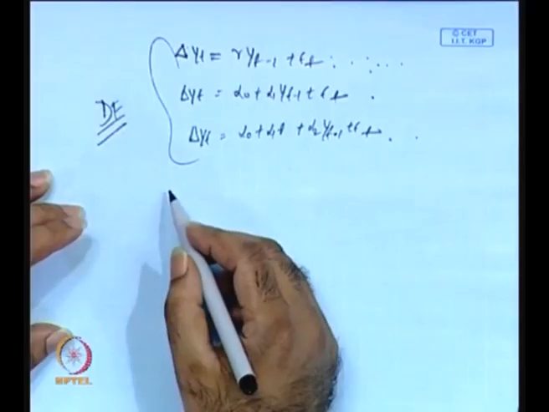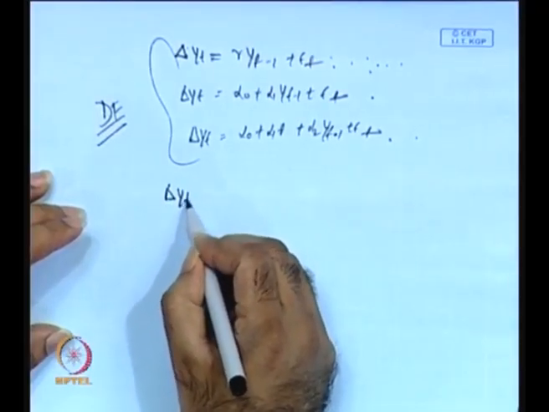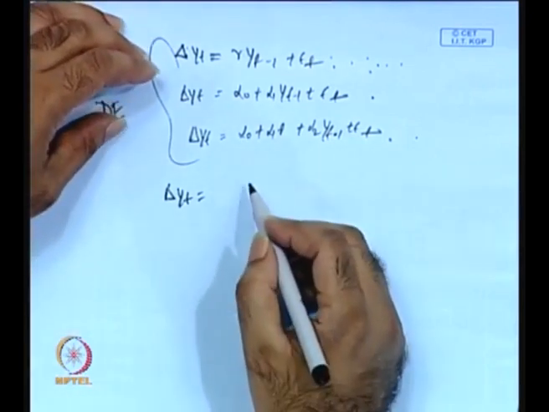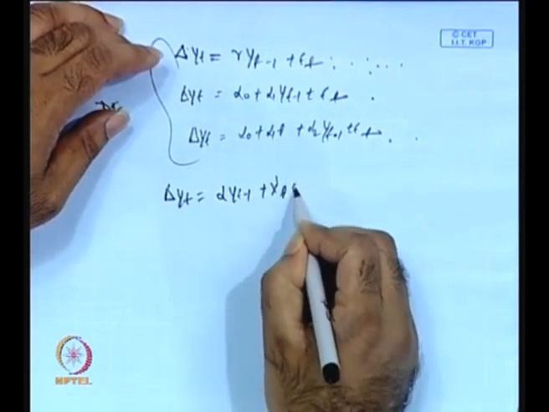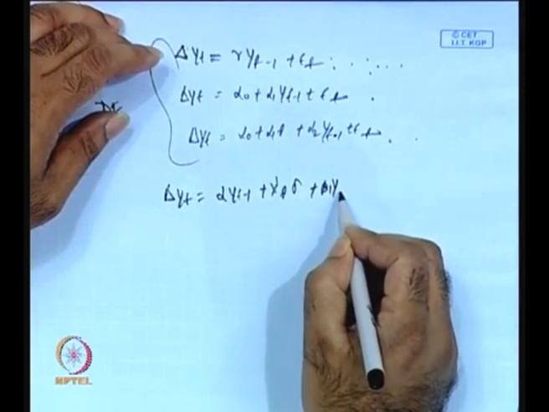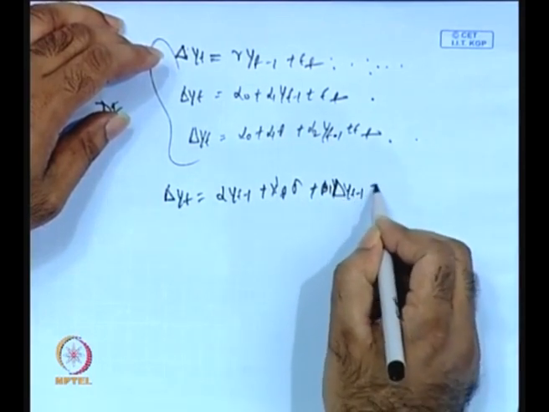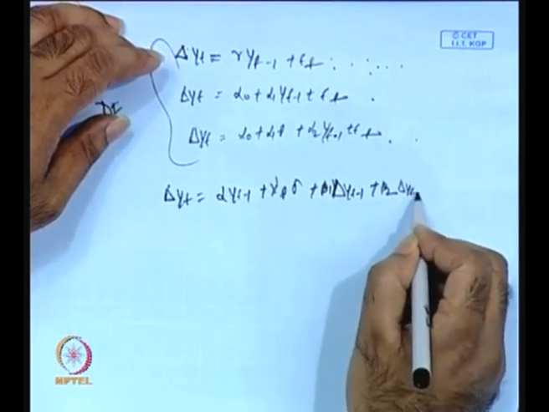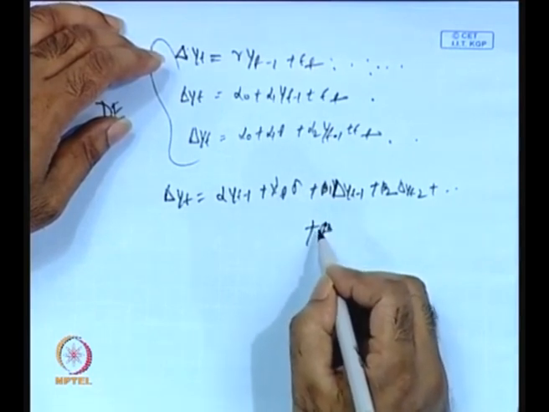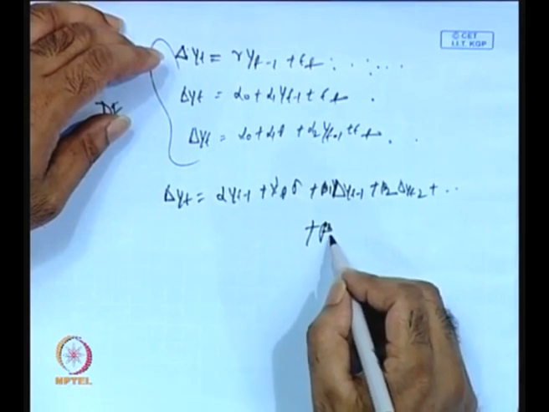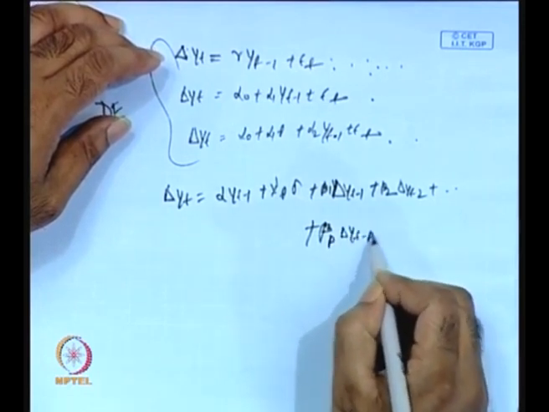They have given a modified version of the statistic, otherwise called the ADF, augmented Dickey-Fuller test. So, what is this augmented Dickey-Fuller test? It will be like this. It is nothing but delta y t is equal to alpha y t minus 1 plus beta 1 delta y t minus 1 plus beta 2 delta y t minus 2 plus and so on, up to beta p delta y t minus p, okay, plus v t.